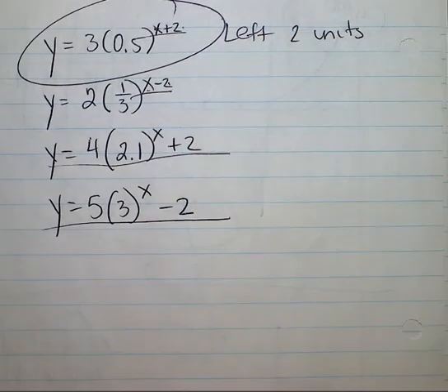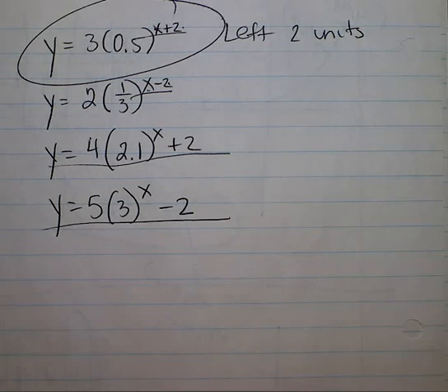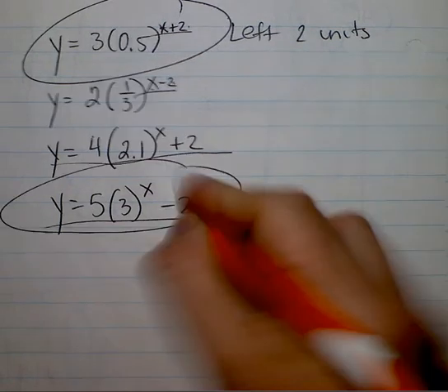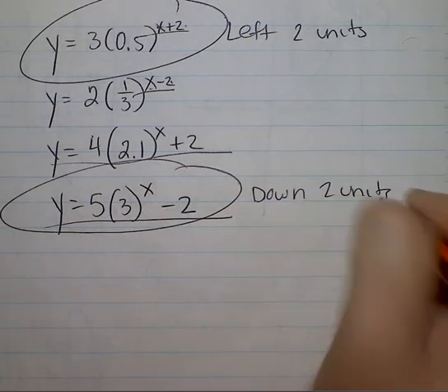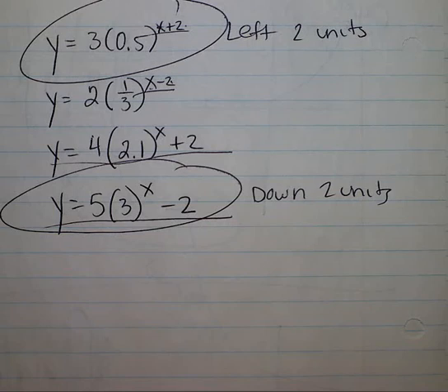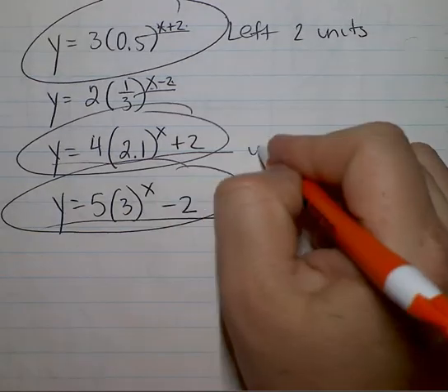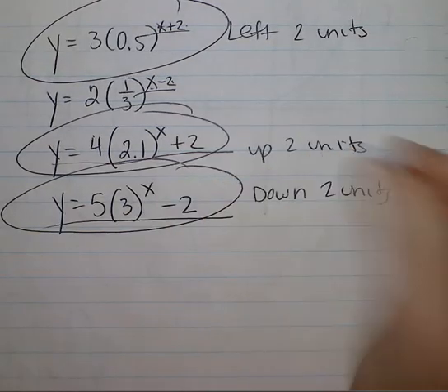Which function says I'm going to shift the original function down 2? Which one says I'm going to shift up 2 units? And lastly, which one says to the right 2 units?